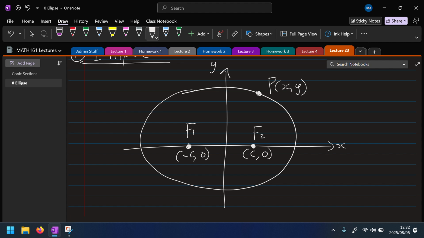Okay, so again, along the x-axis, we choose two special points, F1 and F2. Those are called the focal points. Then point P, that will be on the ellipse. Okay, so how do we define this? We're going to draw a line from F1 to P. Okay, then we're going to draw a line from P down to F2. Like that, straight line. Yeah, we've got a line, F1 to P, and then P down to F2.